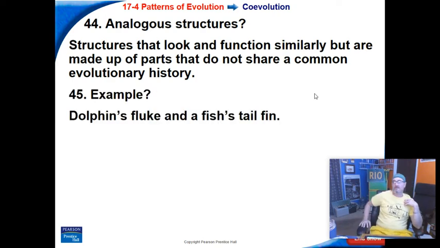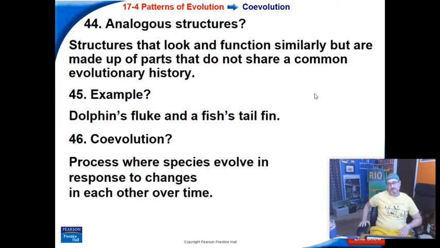An example would be a dolphin's fluke and a fish's tail fin. They both function similarly for the organism, but the bone structure in these two different body parts does not have a lot of similarities indicating that this came from a common ancestor. So it's different from that in terms of homologous structures.